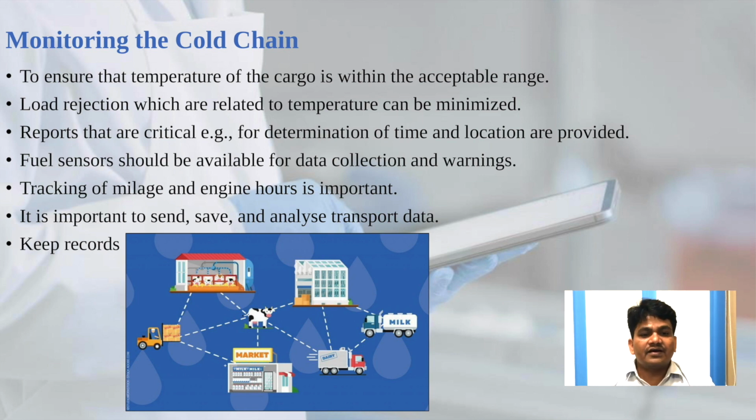Reports that are critical, for example, for determination of time and locations, are provided. Other factors like fuel sensors should be available for data collection and warnings, so that we can have an idea whether the supply chain ecosystem, the machinery, and even the van are in a safe condition or not, and we are having the proper information of the location as well as the equipment, and along with that the proper information of the vehicle. Tracking of mileage and the engine hours is also important.